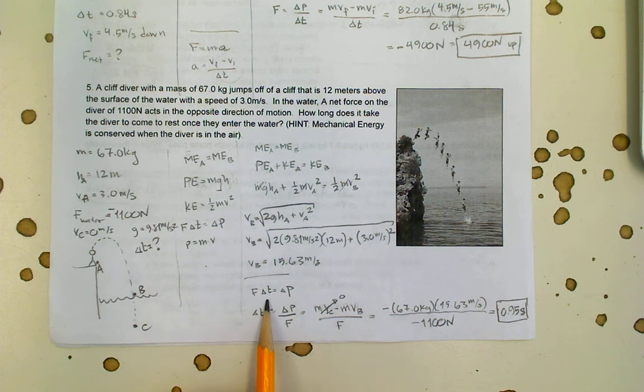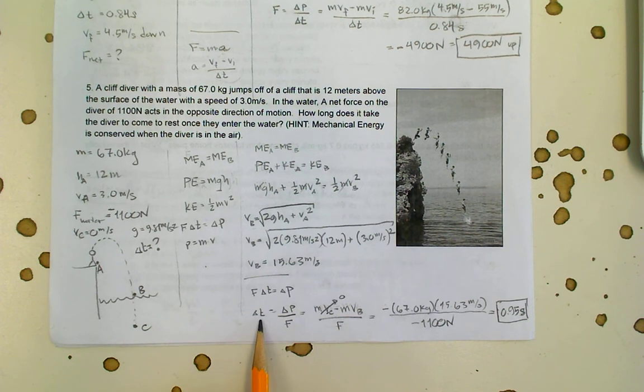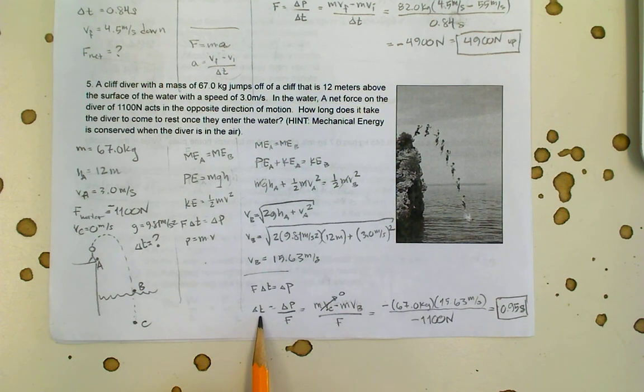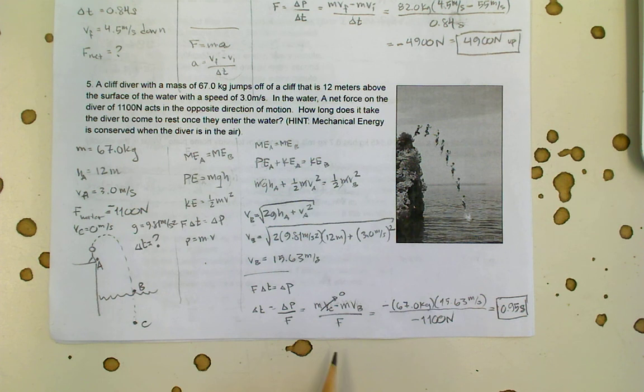Okay, but now I can use my momentum impulse theorem. I can solve it for the change in time, which is what I'm looking for. And I know that the change in momentum from point B to point C is going to be whatever momentum we ended up with in the end, 0 because he comes to rest, minus whatever momentum he started with, and I can figure that out too because I got that velocity. And I'm dividing by the force, in order to end up with the change in time.